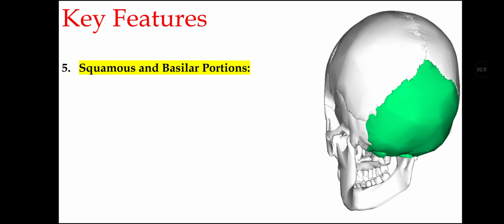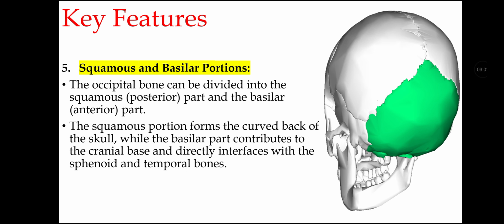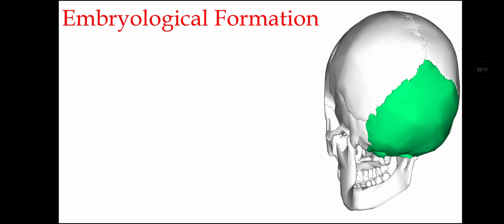The next feature is the squamous and basilar parts. The occipital bone can be divided into the squamous part, that is the posterior part, and the basilar part, that is the anterior part of the occipital bone. The squamous portion forms the curved back of the skull, while the basilar part contributes to the cranial base and directly interfaces with the sphenoid and temporal bones. This dual nature allows the occipital bone to fulfill both protective and functional roles.